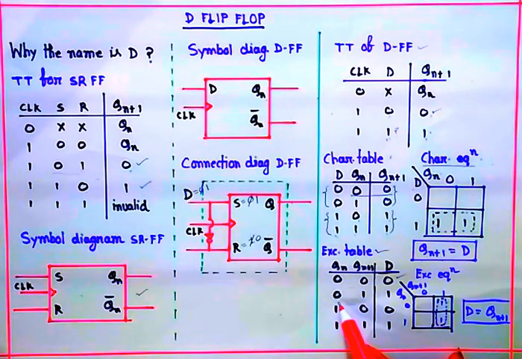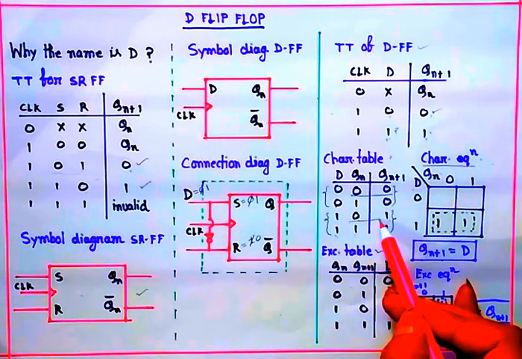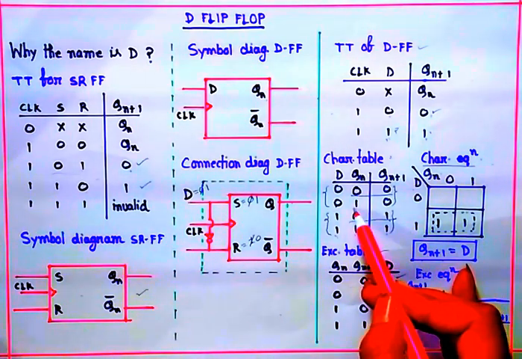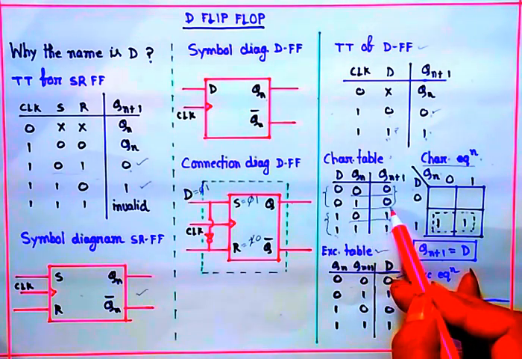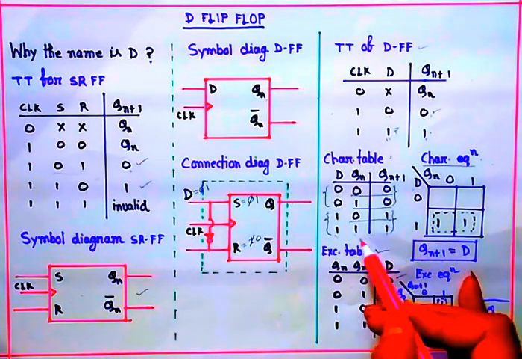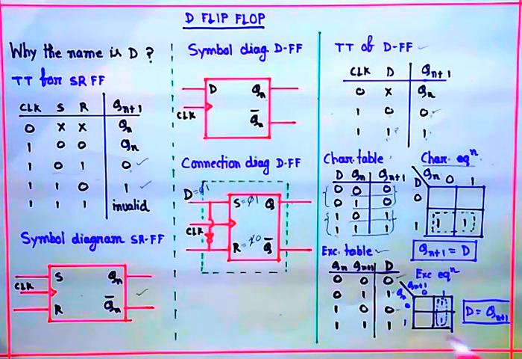Now the configuration is 0 1. That means this line, for this line the D was 1. That means put 1 here. Now the configuration 1 0. That means this line, for this line the D was 0. That means put 0 here. Now 1 1, there is 1 1. For this 1 1, D was 1, so put 1 here. That is your excitation table.